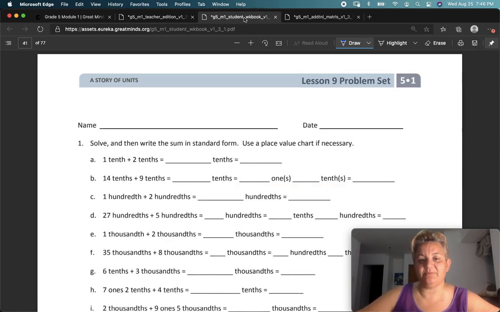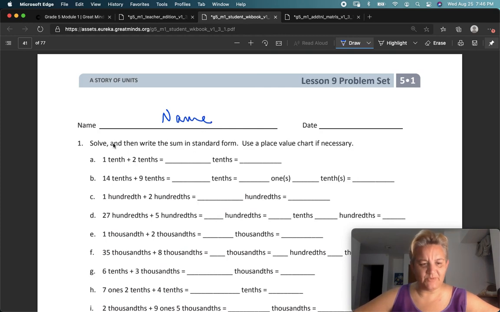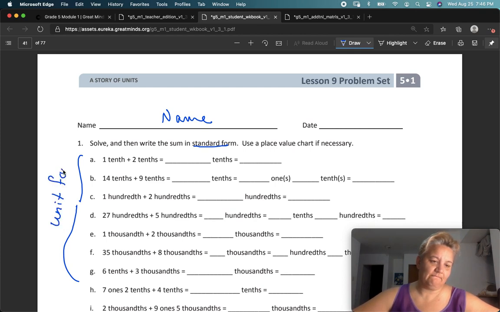So let's go to the problem set and write your name on it. Number 1, it says solve and then write the sum in standard form. Okay, so everything here is in unit form. We've been practicing this, so here's my unit form. And in the last space, it wants standard form. So we're going to go from unit form to standard form. So let's do the first one.